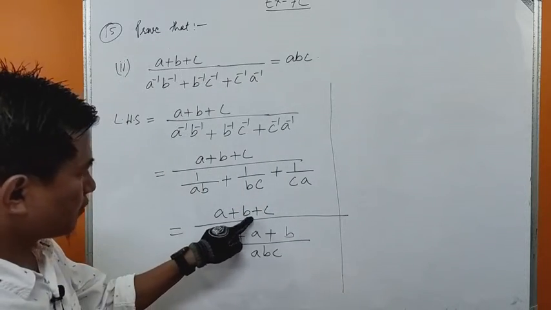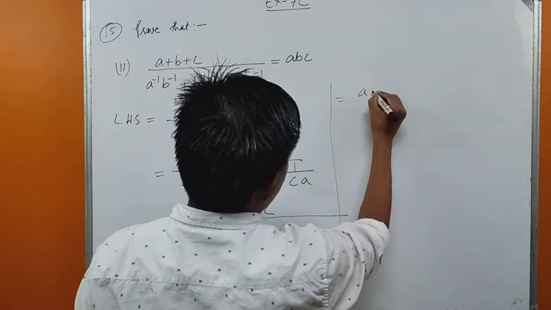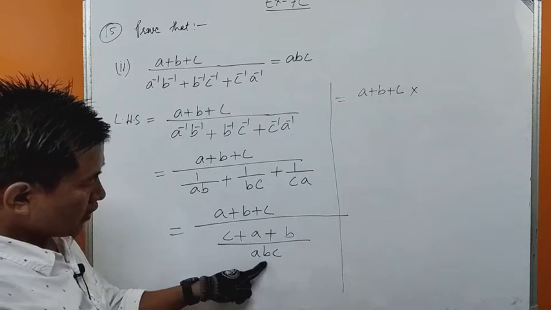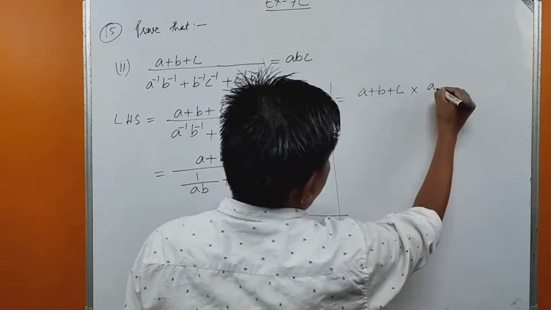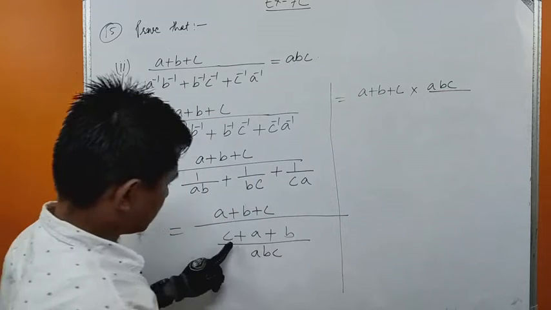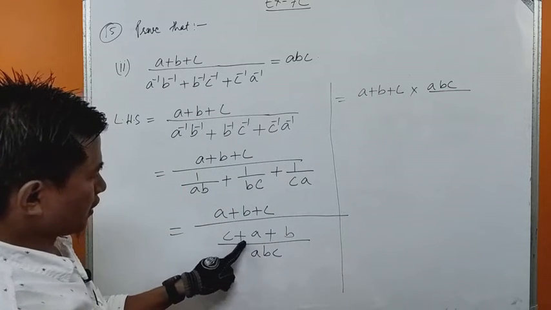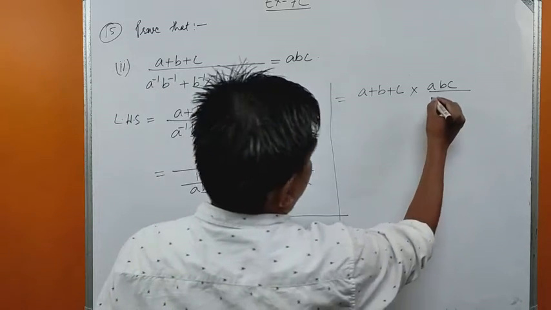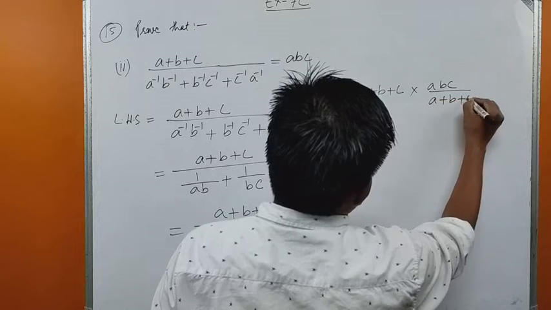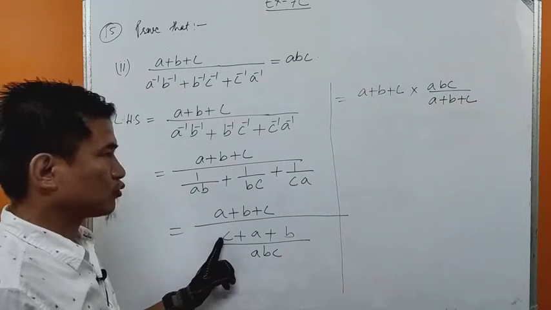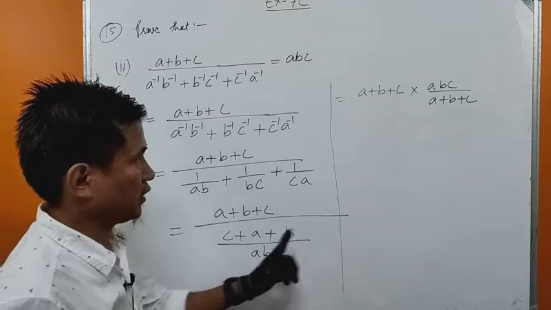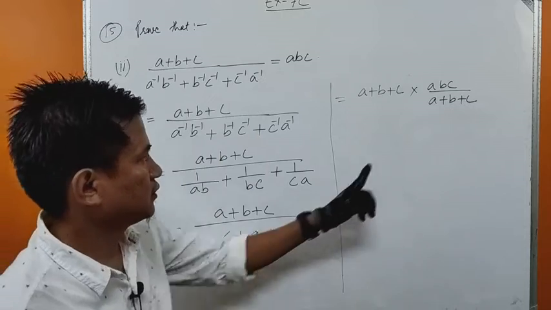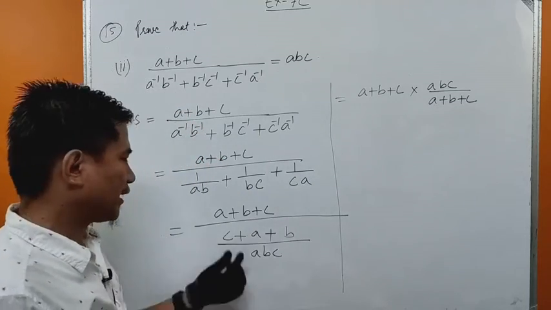Now we have A plus B plus C in the numerator. We write as it is, A plus B plus C into ABC goes to the numerator, isn't it? ABC upon this number comes down to the denominator. C plus A plus B, that is, C plus A plus B means A plus B plus C. We can write this because we have not changed their sign. Okay, this C has plus sign, so C has plus sign, B has plus sign, B has plus sign, A has plus sign, so A has plus sign. We cannot change their sign.